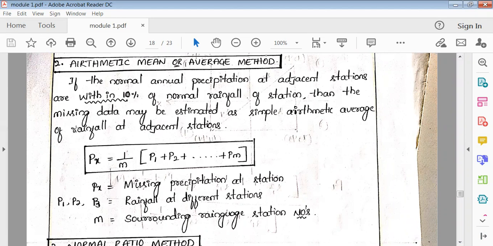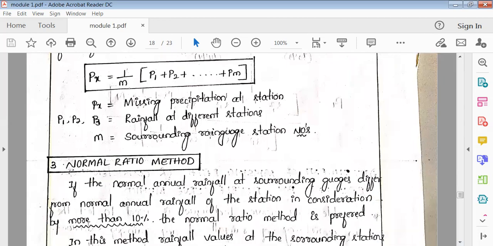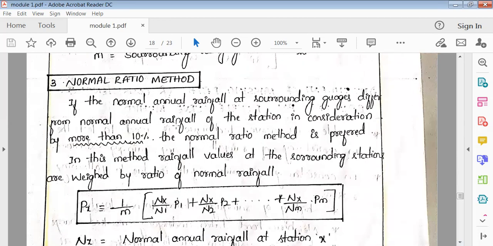So when the difference is only 10%, then you have to use the arithmetic mean method or average method. In case the adjacent stations' annual rainfall differs by more than 10%, say one is 60, the other is 90, the other is 120, in such cases the difference is more than 10%.